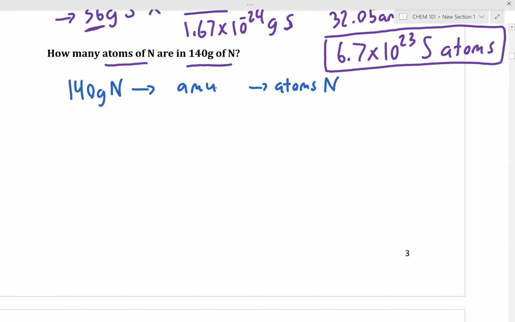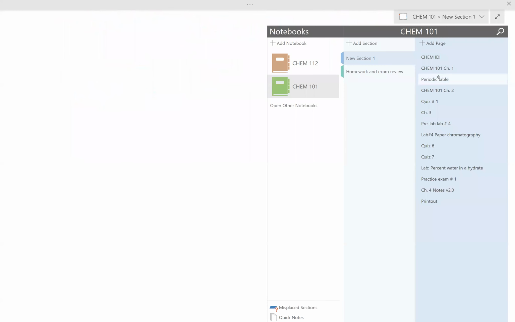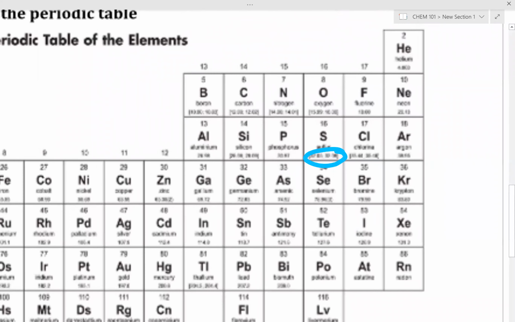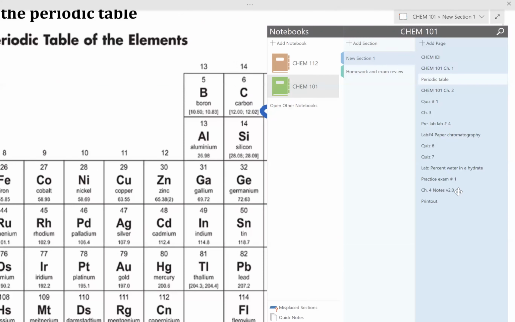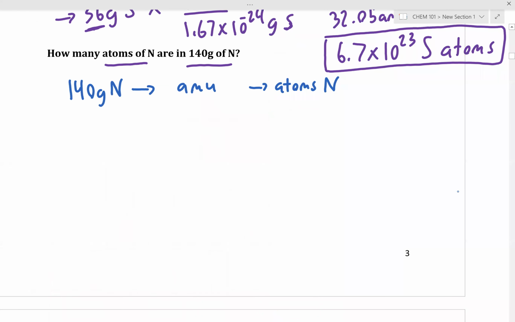Okay, and how do we find our conversion factor? How do we figure out our conversion factor to go between AMU and atoms? Where do we get that? Periodic table, exactly. So let's go to the periodic table. Let's go and find nitrogen. And let's zoom in now on nitrogen's atomic mass. Give it one moment to snap into focus. So what is nitrogen's atomic mass from the periodic table? 14.